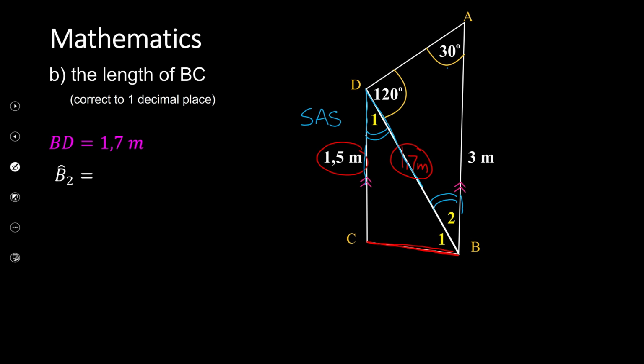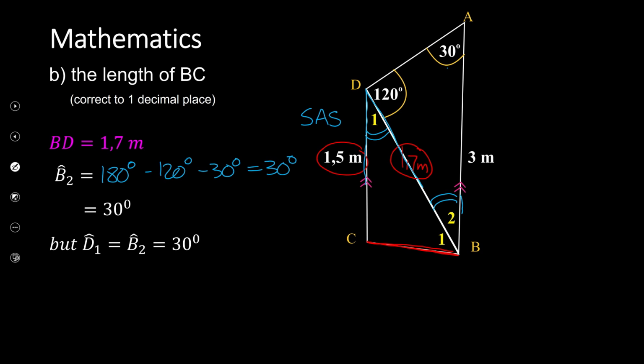Because we know that BD is 1,7, we're going to first find B2. B2 will be 180 degrees minus 120 degrees minus 30 degrees, which is going to give us 30 degrees. Because B2 is 30 degrees and they alternate, D1 also has to be 30 degrees. Now we're going to write out the cos rule for this triangle here.